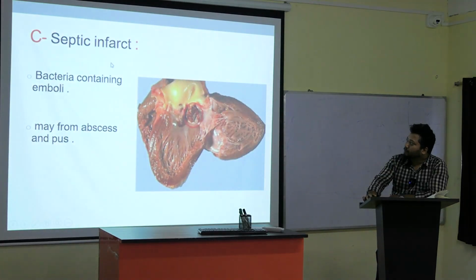This is the septic infarct, which is bacteria-containing emboli. As we all discussed, when bacteria clump together they form vegetation, and they get lodged in any blood vessel. These are the emboli that happen within the heart. This is the blood vessel. It may form abscess and pus.